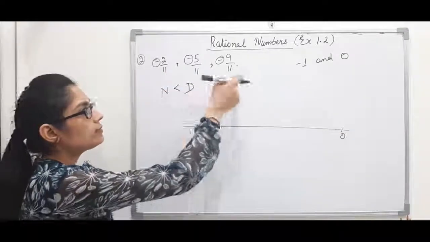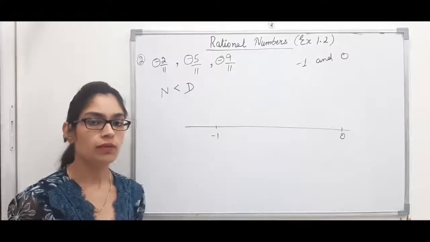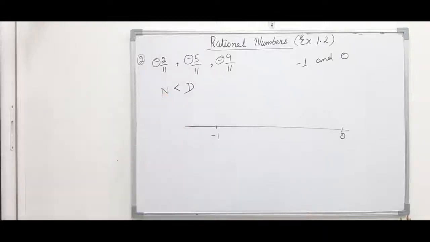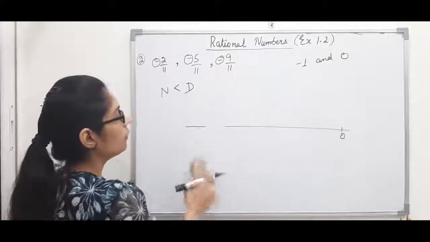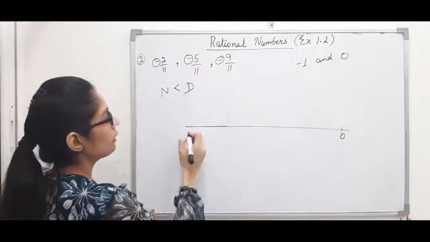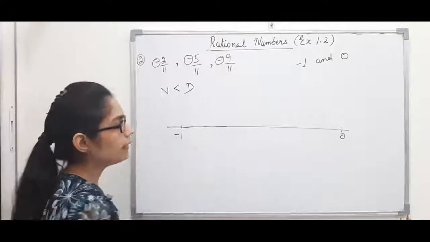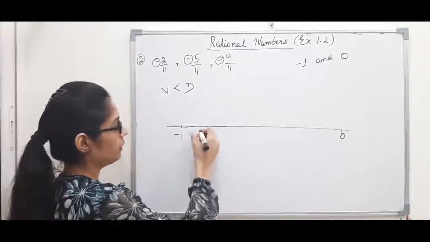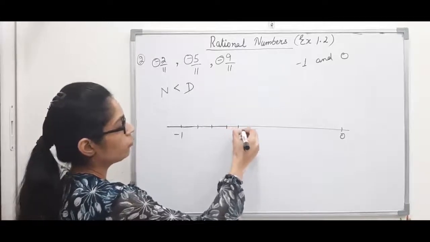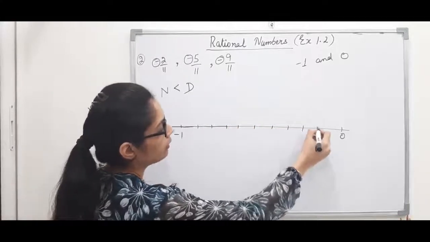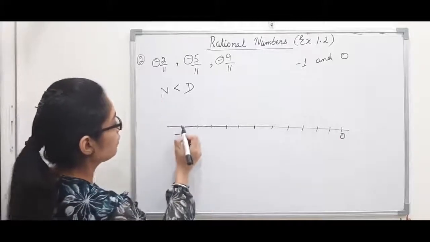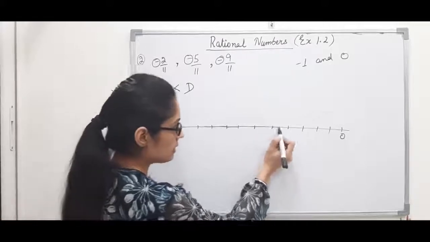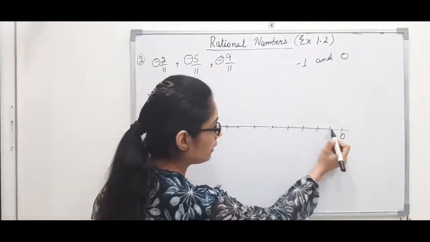Now the denominator is the same in all 3 numbers. So we have to look at the denominator, and divide these 2 points into parts equal to the denominator. Which means I have to divide -1 and 0 into 11 equal parts. So let's do it: 1, 2, 3, 4, 5, 6, 7, 8, 9, 10. So 10 lines means 11 parts. 1, 2, 3, 4, 5, 6, 7, 8, 9, 10, 11.